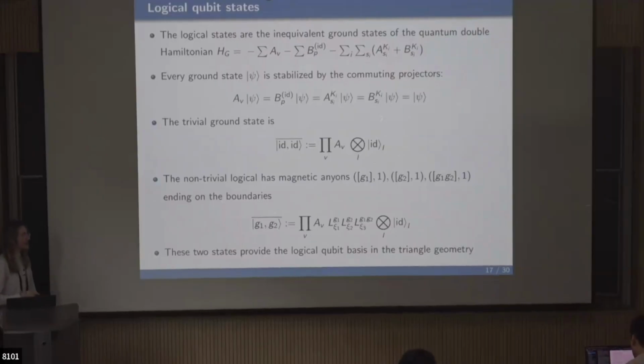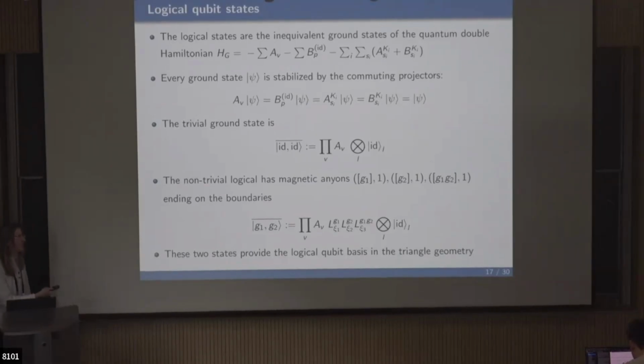Instead, to get a non-trivial logical state, we need to take a non-trivial configuration of these anyons labeled by group elements, where here we're basically applying these ribbon operators for these group elements on the trivial state. And then again, we have to apply the AV operator. We need to choose g1 and g2 to fuse to g1g2 in order for this to be in the code space. Okay? And we will choose them to encode a logical qubit.